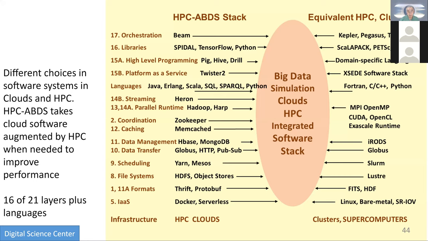Data management is actually pretty different. HBase, MongoDB, and all the standard cloud databases are not typically run in supercomputers. Data transfer, actually that's a weakness of the big data people. They don't have good data transfer systems. They use HTTP, but that doesn't work for large files. I'm a little surprised they don't actually address that problem. And Globus is an old project from Chicago, which was very successful, and the most popular product is a data transfer system.